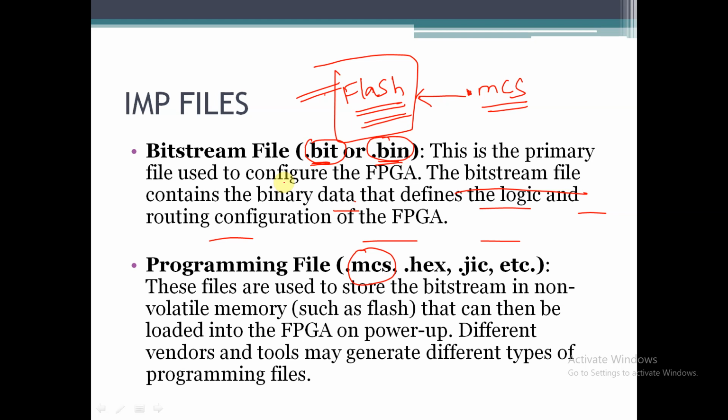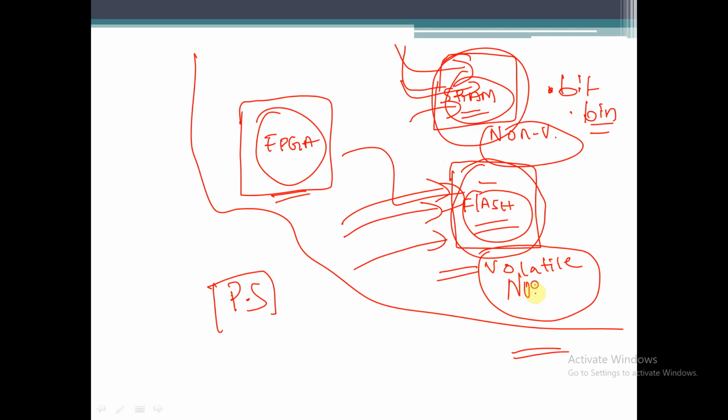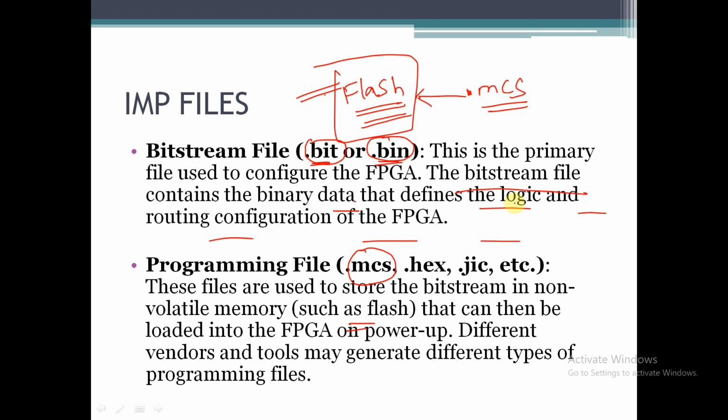So programming file, the second case, these files are used to store the bit stream in non-volatile memory such as flash. Sorry, my mistake. Flash is non-volatile and SRAM is volatile. Non-volatile means the data is not erased at all, whereas volatile means the data is erased when we remove the power supply. So these files are used to store the bit stream in non-volatile memory such as flash, so that it can be loaded into the FPGA on power up. Different vendors and tools may generate different types of programming files. Okay, so is this clear? These two types of files, is it clear?